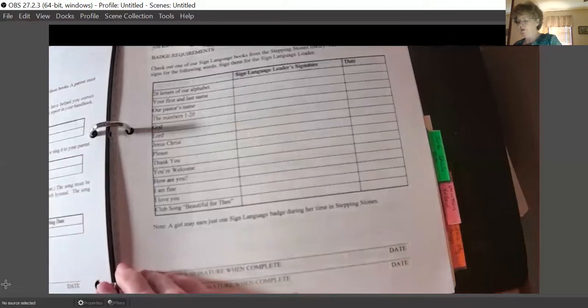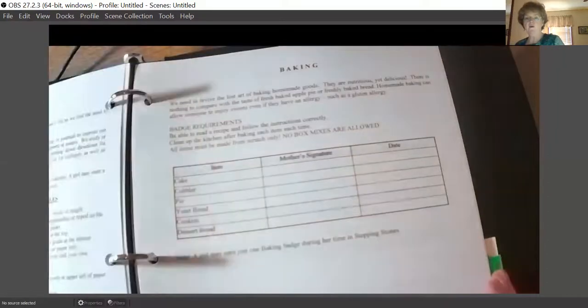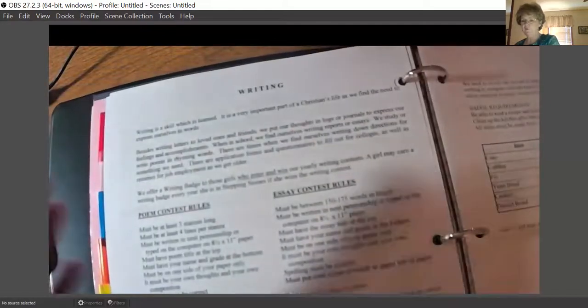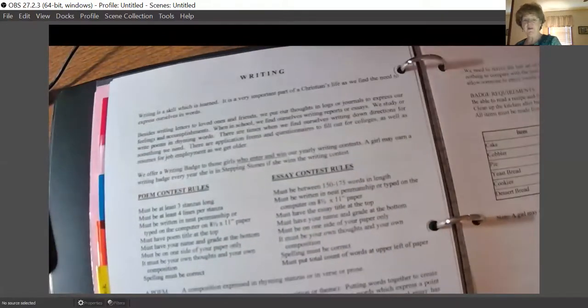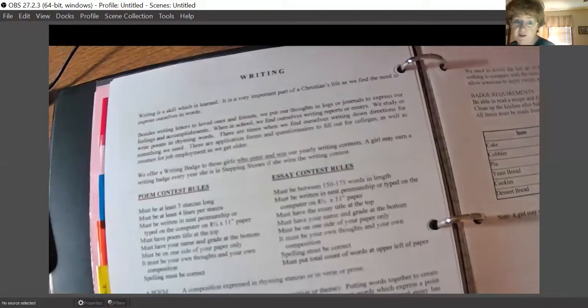So you'll notice at the bottom of each of the pages for the badges, there's parent signature when complete, and then director's signature when they're complete. So as the girls work on their badges at home during the week, as they complete badges, you'll sign their progress. And then at the end, you'll sign the bottom of the page saying you believe they've earned the badge.